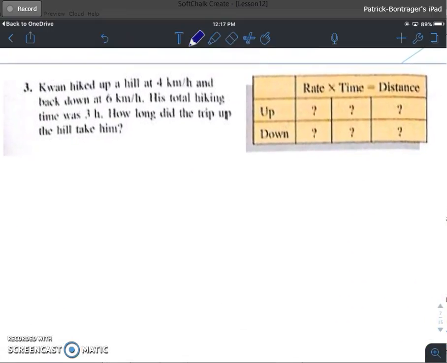Next one: Quan hiked up a hill at 4 kilometers per hour and back down at 6 kilometers per hour. His total hiking trip was 3 hours. How long did the trip up the hill take him? Okay, so fill in the rates, they're easy. Up is 4, down is 6. Again, time is the time worked. I have no idea how long it worked, up or down. I just know the total was 3. So up plus down equals 3.